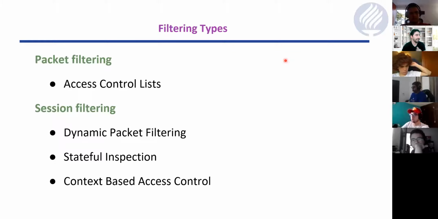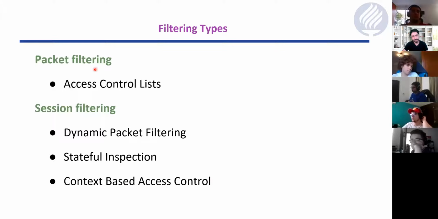So let's talk about these two types: packet filtering and session filtering. These are the two main types of filtering. For packet filtering, you need an access control list. We already talked about access control lists when we were talking about authorization or access control. Another is session filtering, which requires dynamic packet filtering, stateful inspection, and context-based access control.